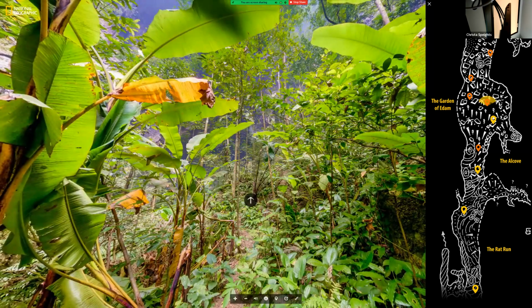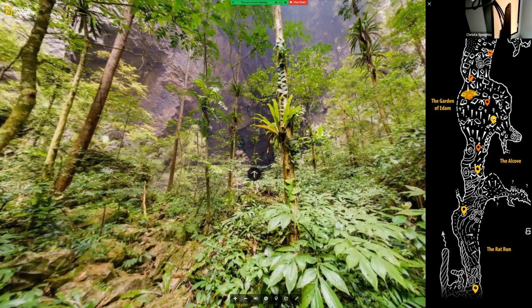And so we're up in the forest now. If you look at the map over here, we're still in the cave. So this is still Son Doong Cave, but we're in Dolomite. And still moving through Doline 2. Right here.